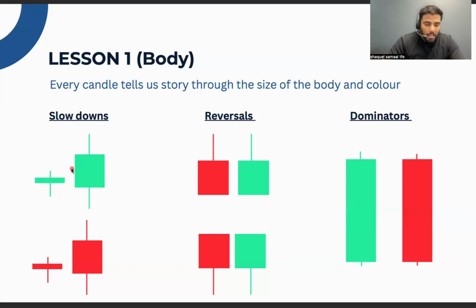So you can see right here, these are slowdown candles. The market is slowing down. There are wicks on both ends. When the body is this small with wicks on both ends, there's really no volume. Market is trying to prepare itself.